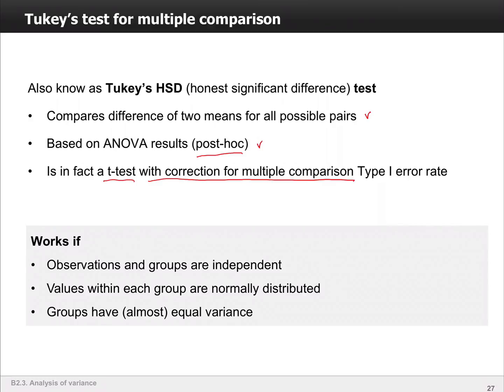Okay. It works if the requirements are the same as for ANOVA. The observations and groups are independent. The values within each group are normally distributed. And the groups have almost equal variance. And you remember that if we have some minor violation of the last two, the methods will work anyway.